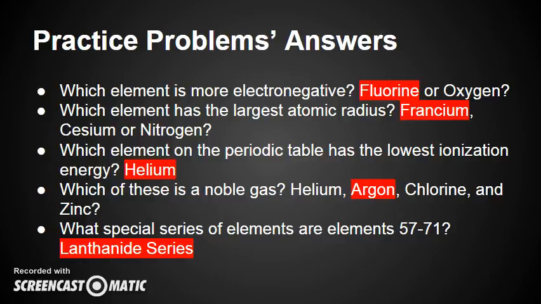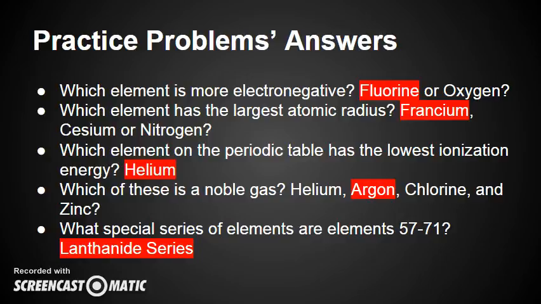Which element is more electronegative, fluorine or oxygen? Fluorine would be the correct answer because it is the most electronegative element, and it is in the top right of the periodic table, which is where the electronegativity trend tends to point towards, up and right. So when you go all the way into the top right corner, you'll find the most electronegative element.